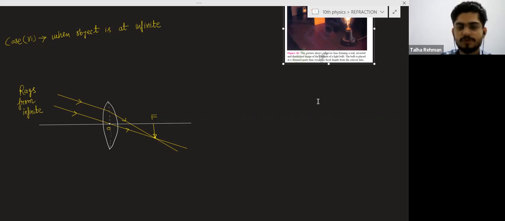So this is all about the image formation by the convex lens. Here we have placed the object at different positions, and accordingly we have gotten the images.